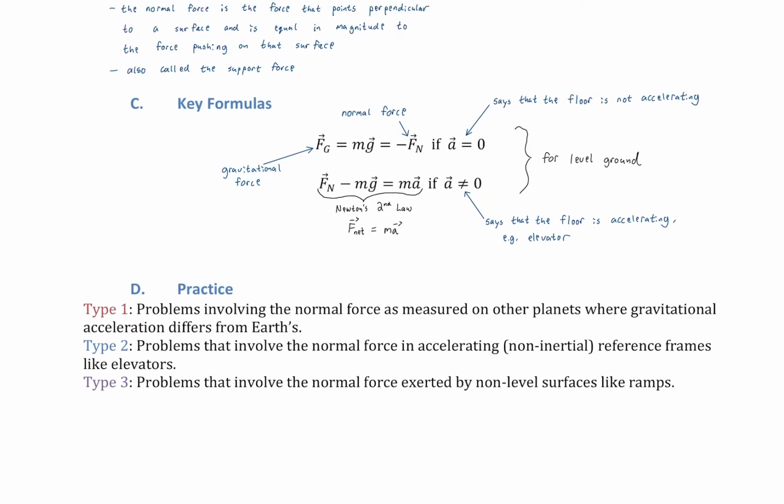Okay, so we have 3 types of problems in this particular lecture. We have type 1 problems that involve the normal force as measured on other planets where gravitational acceleration differs from Earth's. Okay, so that's a common enough type of problem that I included it as one of the 3 types. Type 2, problems that involve the normal force in accelerating non-inertial, right, that's a term we introduced a few chapters back, reference frames like elevators. Okay, so that's where the floor is accelerating. And finally, type 3, problems that involve the normal force exerted by non-level surfaces like ramps.